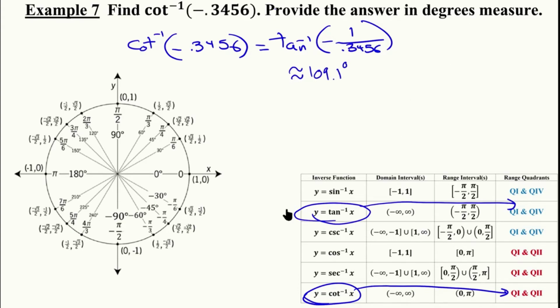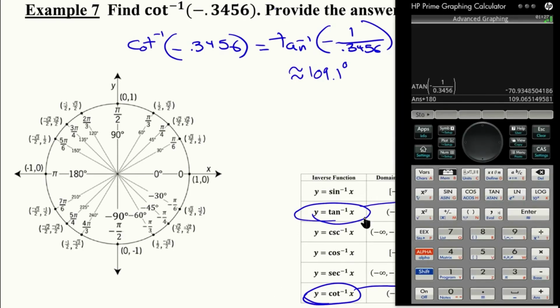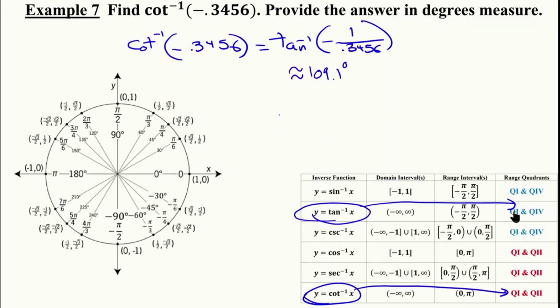So be very careful with those and be aware of what output the calculator is giving you and what output you're actually looking for. Because in the case of inverse cotangent and inverse tangent, that's particularly where you have to be careful because they have different range quadrants. Okay? All right, so let's go ahead and look at another one.